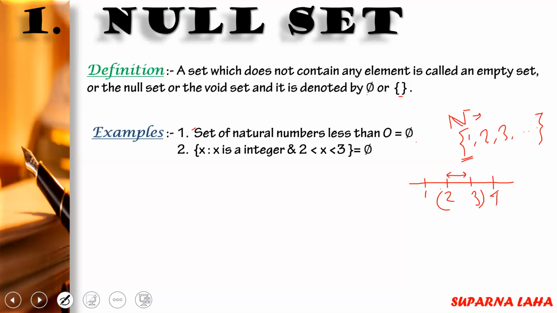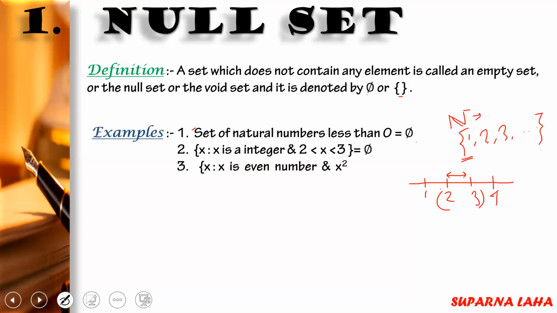No, since the integers are 1, 2, 3, 4, 5 and so on, and on the left side 0, -1, -2, -3 and so on. So in between 2 and 3 we can't find any integer value. So that means this set contains no element. In this set we can't find any element, so this is a phi set or null set or void set or empty set.